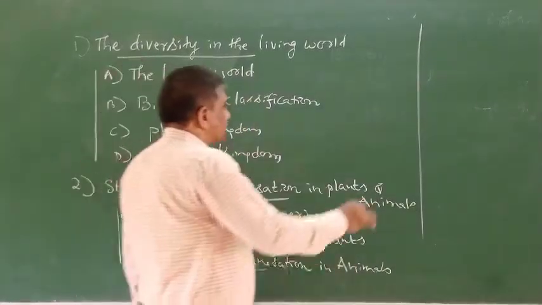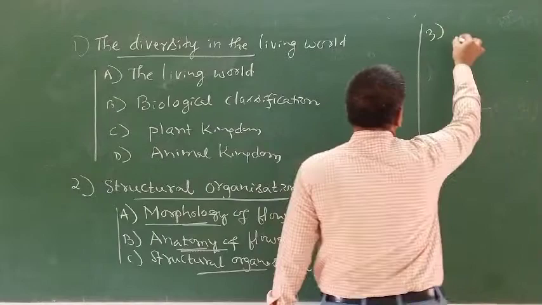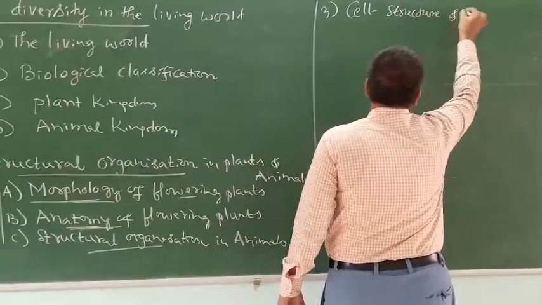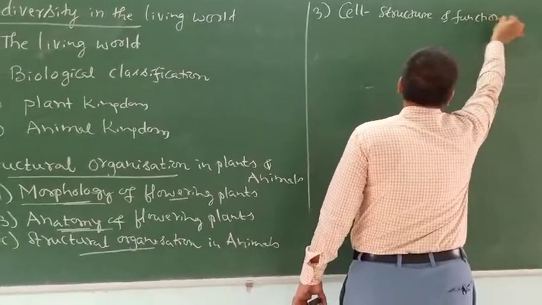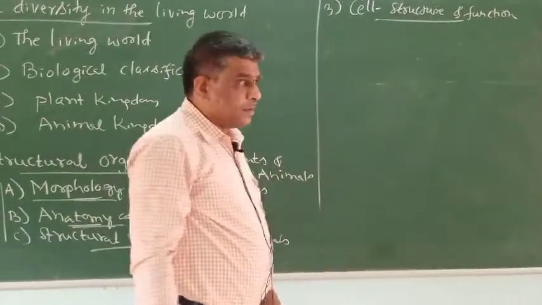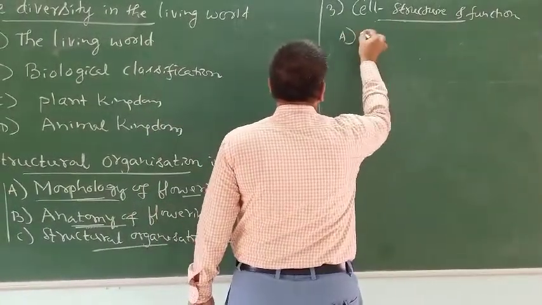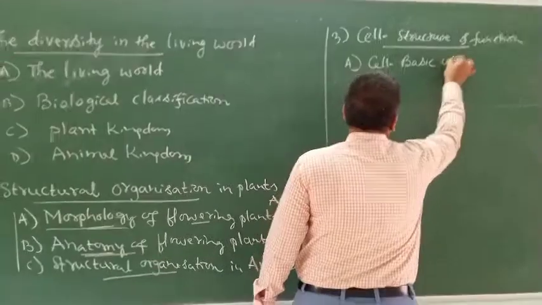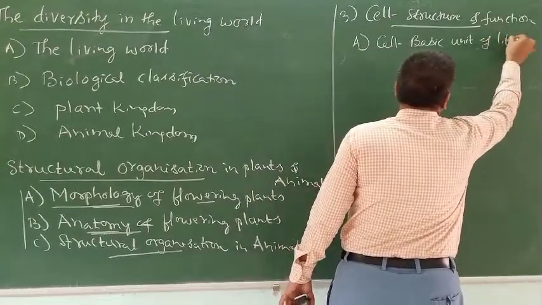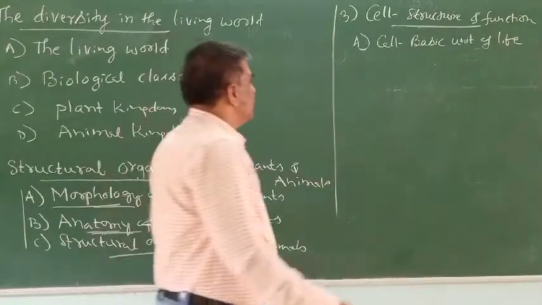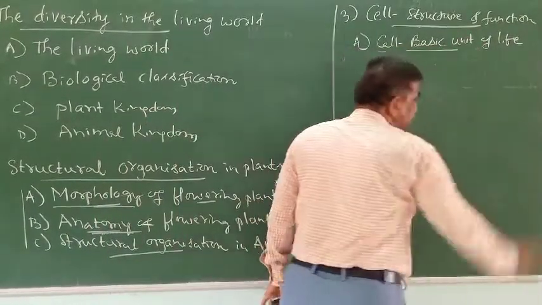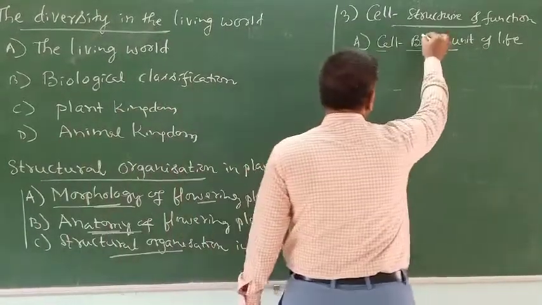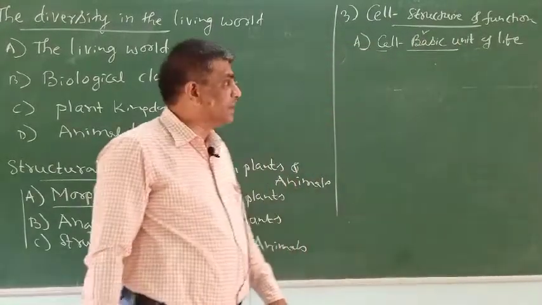And when we move on, the third unit of your syllabus is the cell: structure and function. This is the third unit of your first PUC syllabus. In this you have to study 3 different lessons. One is cell, the basic unit of life. I think you know that very well. Without a cell, no life, no living organisms. So you have to study in detail about the cell and its components in this lesson.